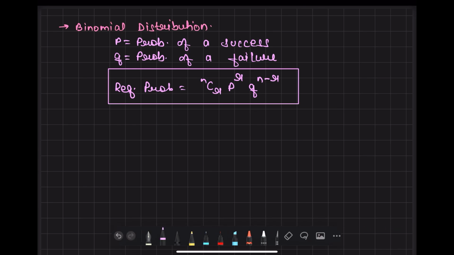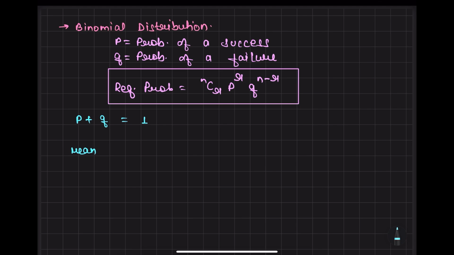Now try to understand certain things which will help you in solving certain problems. So first idea is, you know that the sum of success and failure, probability of success plus probability of failure, will sum up to 1. Then we will be asking you certain questions, that suppose that it is mean. So if I ask you about mean, you will be answering n times p.